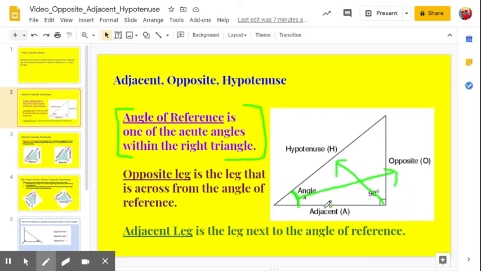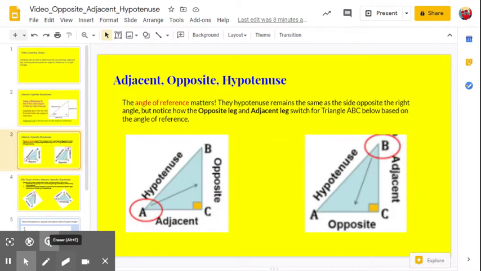The adjacent leg is the leg that's next to the angle of reference. In this example, again, angle X is my angle of reference. There are two sides that are connected to, or included with, that angle, but one is the hypotenuse. So it's the side that's not the hypotenuse, that's with that angle of reference, that we will call the adjacent leg. So the angle of reference does make a difference. It will not change the hypotenuse.